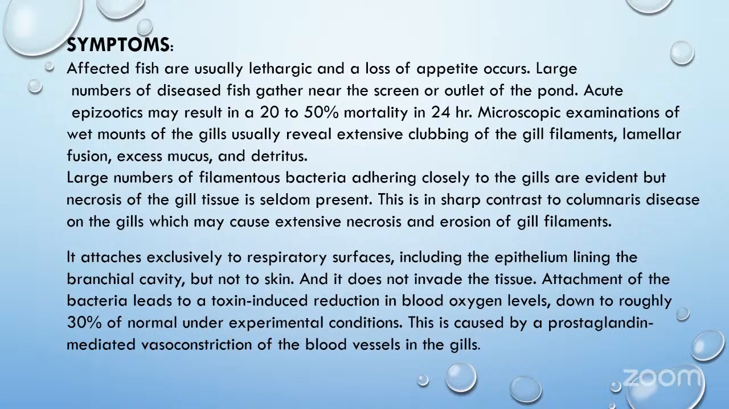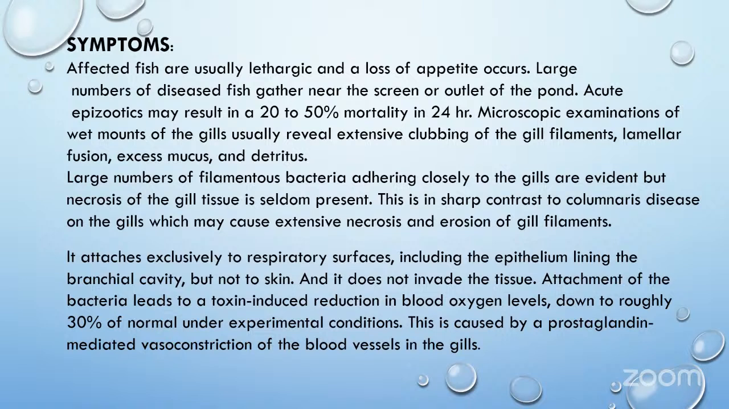Then microscopic examinations of wet mounts of these gills usually reveal extensive clubbing of the gill filaments, lamellar fusion, excess mucus, and detritus. So a large number of filamentous bacteria adhering closely to the gills are evident, but necrosis of the gill tissue is seldom present. This is in sharp contrast to columnaris disease on the gills, which may cause extensive necrosis and erosion of gill filaments.